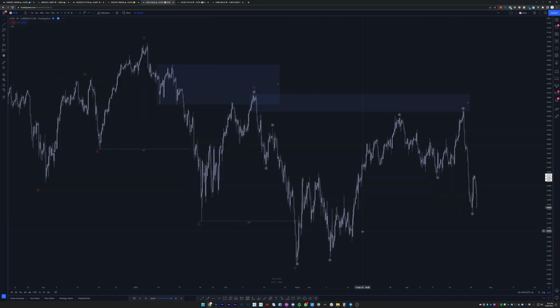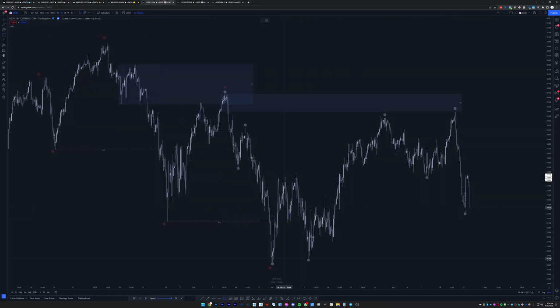I think we forgot to mark out our 4-hour zone, so let's quickly drop back to the 4-hour and mark that out. So I will mark out this level here just to be aware of where we're sweeping a previous wick low, right?